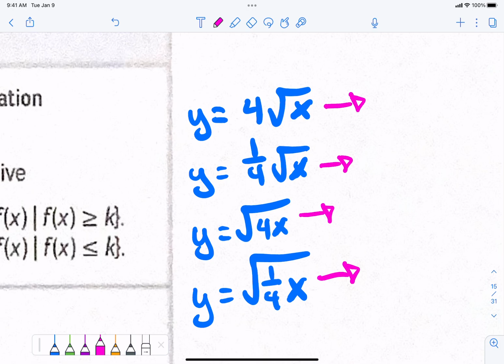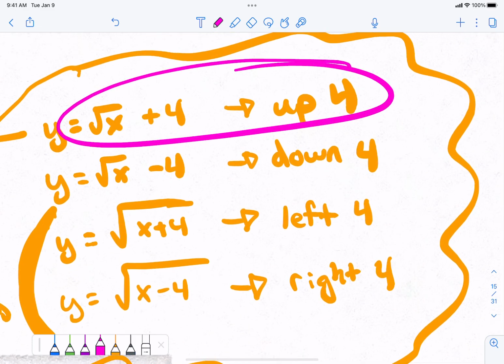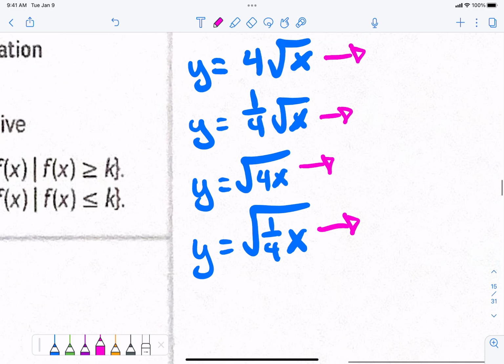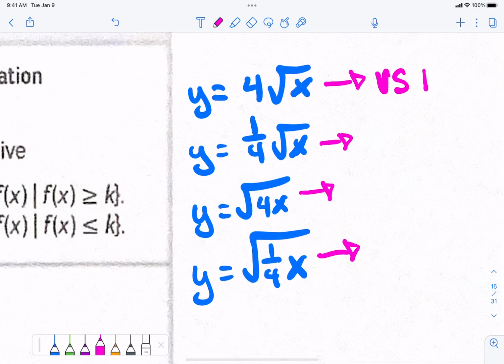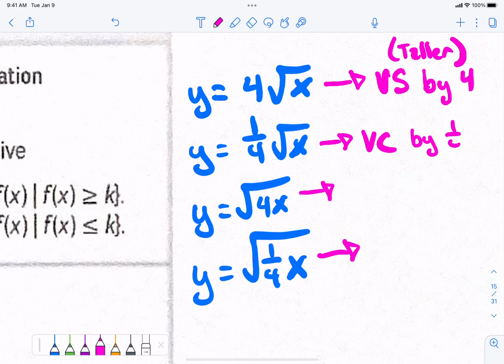If you have a 4 on the outside like that, what does the 4 do? Like if I have this 4 right here, what does that 4 do? Vertical stretch. It's making him taller by 4, which is a vertical stretch by 4. That makes him taller. What happens if that number is 1/4 instead of 4? It's a vertical compression. That makes him shorter, right? So vertical compression by 1/4, which makes him shorter.